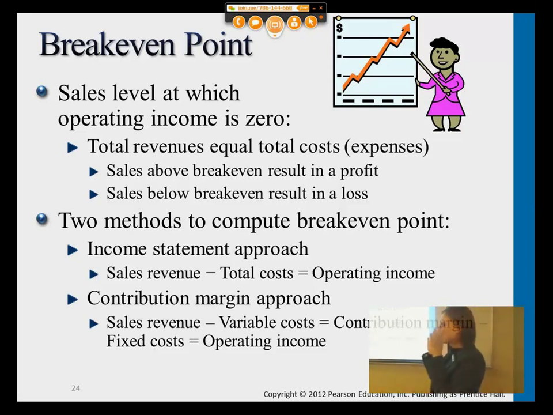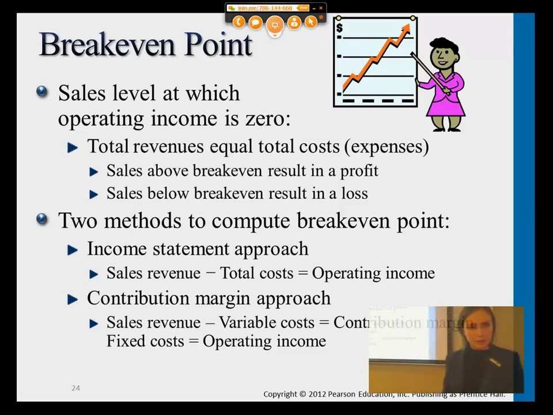So think of it just in this way. Not very scientific, but think of it this way. So my sales above the break-even point are going to be my profits. Whatever is below is my loss. Okay? That's why it's called break-even. My revenue is equal to the cost.